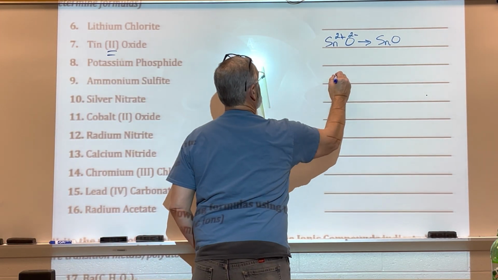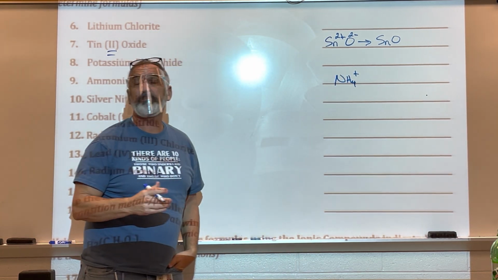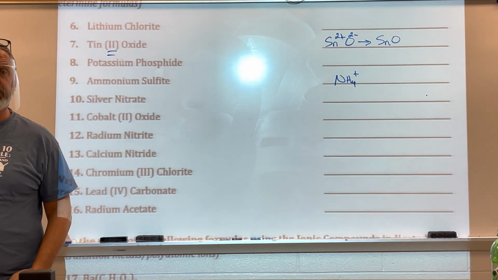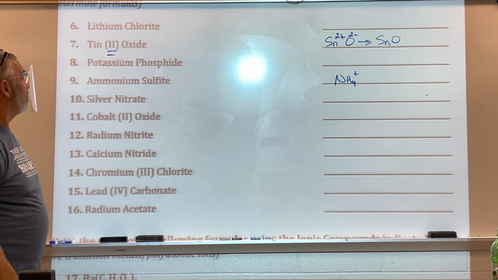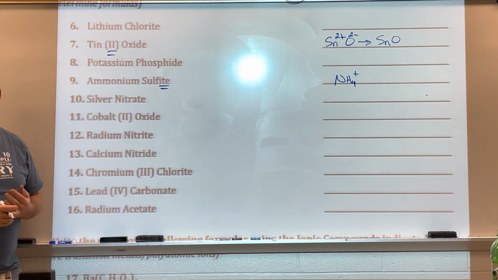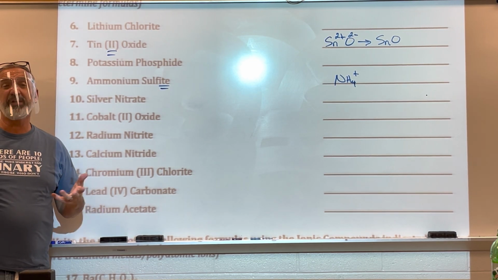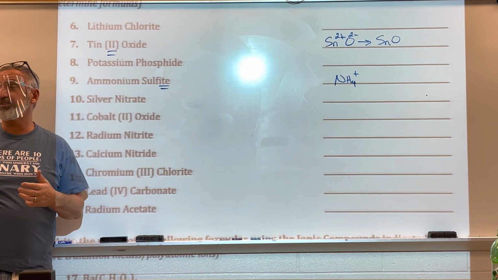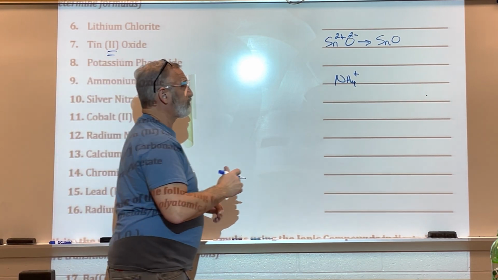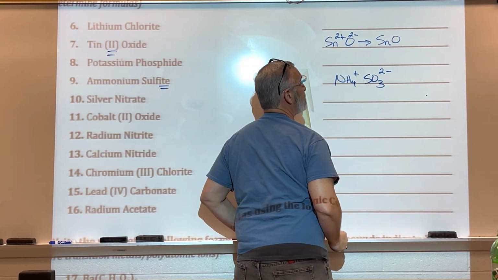NH4+. That's the only positive polyatomic ion, so you just look on your sheet for ammonium. It's at the top. And then sulfite, because it has "ite," what other element do I know is present? Oxygen. You don't know how many, but I look at sulfate, which is SO4, so sulfite is going to be SO3, and all sulfur compounds have that 2 minus charge.